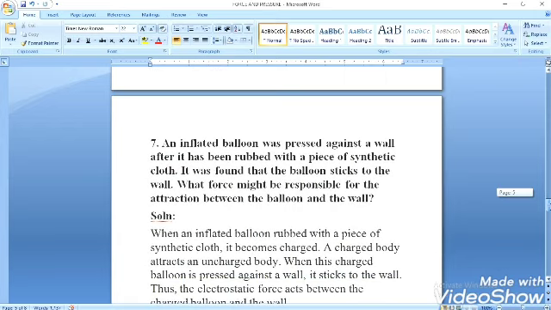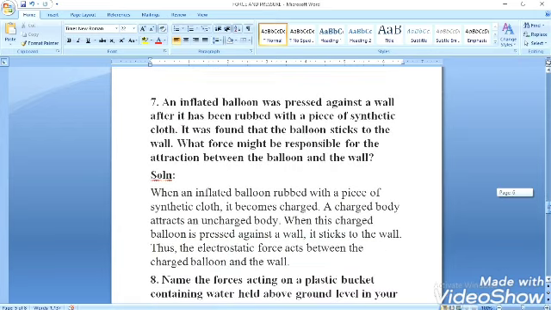Seventh one, an inflated balloon was pressed against a wall after it has been rubbed with a piece of synthetic cloth. It was found that the balloon sticks to the wall. What force might be responsible for the attraction between the balloon and the wall?